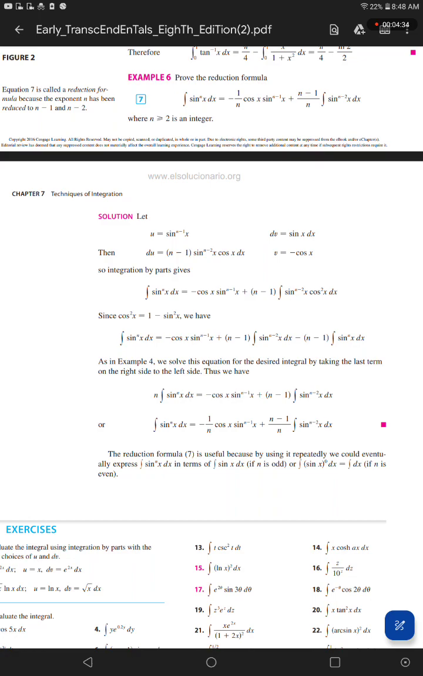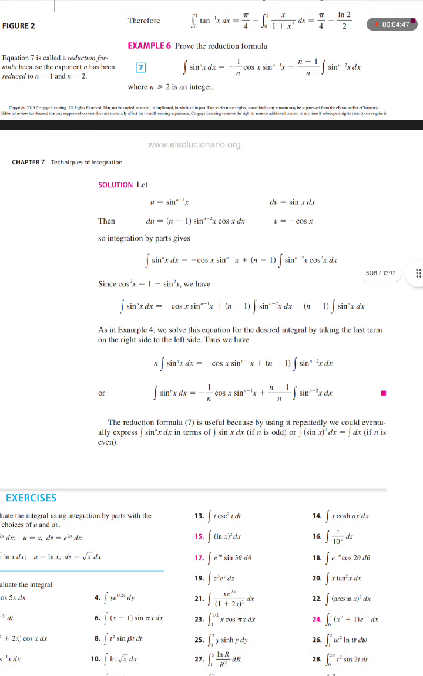The reduction formula 7 is useful because by using it repeatedly, we could eventually express the integral of sine to the power n of x dx in terms of the integral of sine x dx if n is odd, or the integral of open sine x close to the power 0 dx, which equals the integral of dx, if n is even.